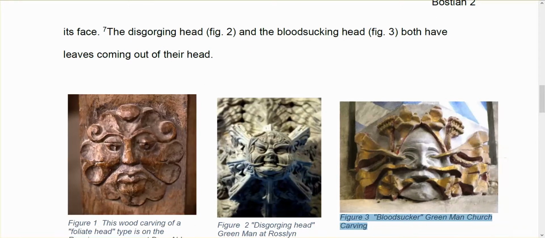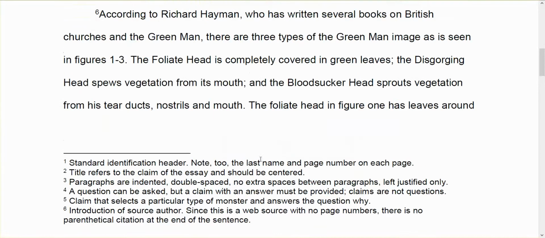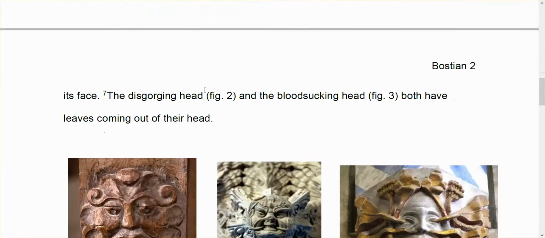So I refer to each of my images somewhere in the essay. And I've done it in 2 different ways to give you some ideas of how you can add some variety. Here, figures 1, 3, figures actually written out, but when I'm using it in parentheses, it's fig. 2, fig. 3. All right, that's just standard.